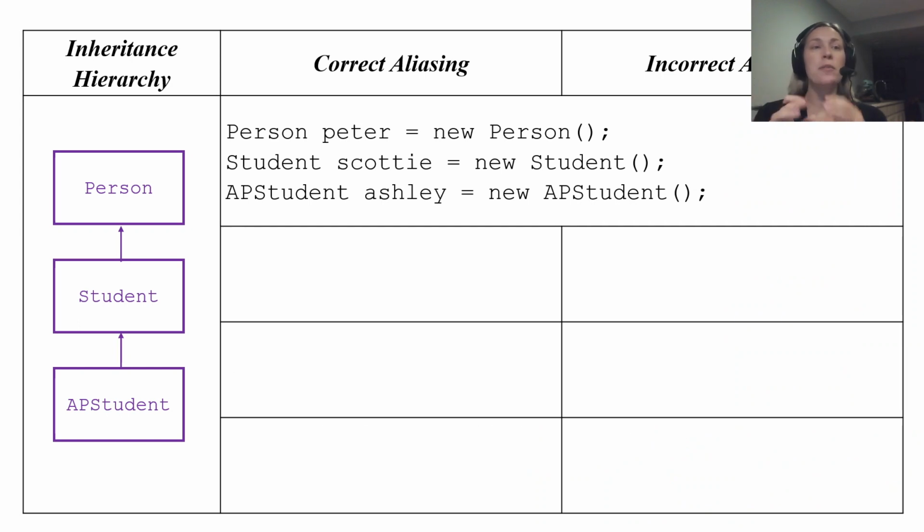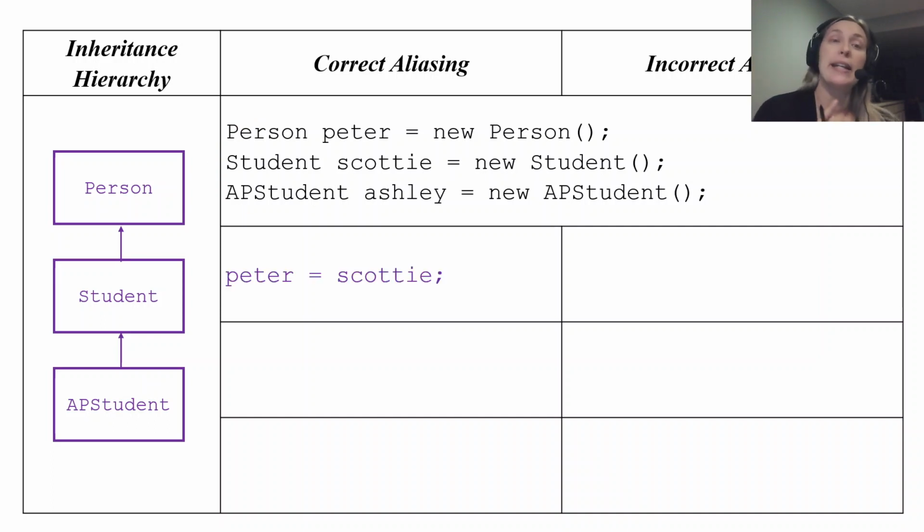Here's my example that I love to use. Person, student, AP student. There's our inheritance hierarchy. Here are three people. Person Peter equals new Person. Student Scotty equals new Student. And AP student Ashley equals new APStudent. Okay, perfect. All regular people. I have three examples of correct aliasing and three examples of incorrect aliasing. These are just single lines of code, not used in a program together, just separate lines of code.